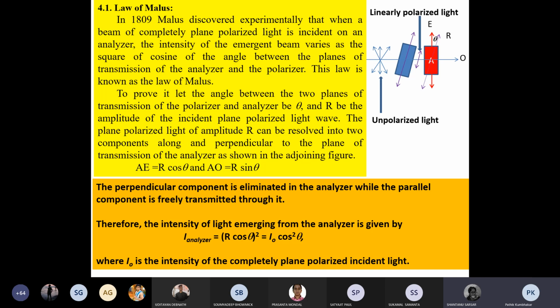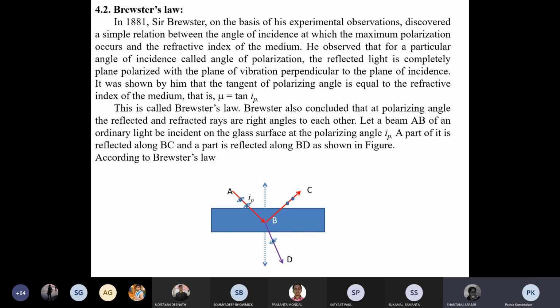So in case you incident I here, then here it will be I by 2, because this is unpolarized light, so on the average it will be I0 by 2. So that will be incident on the analyzer. So please remember that. Now we'll discuss the phenomenon of reflection by which you can produce polarized light.